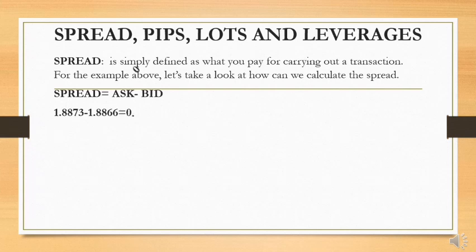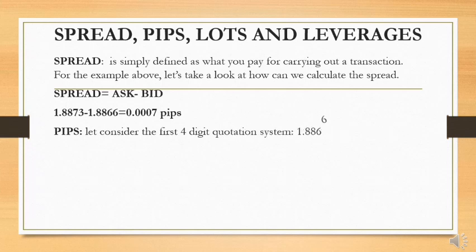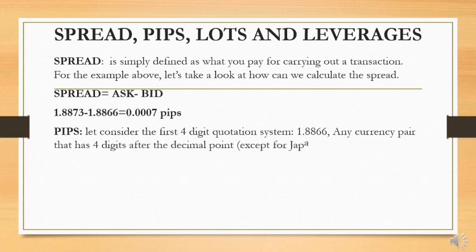That is to say, 1.8873 the ask price minus 1.8866 the bid price, which is equal to 0.0007, or 7 pips. The pips. Let's consider the first four-digit quotation system, 1.8866. Any currency pair that has four digits after the decimal point, except for Japanese-based currency pairs.